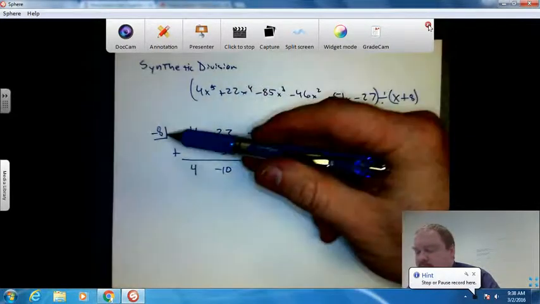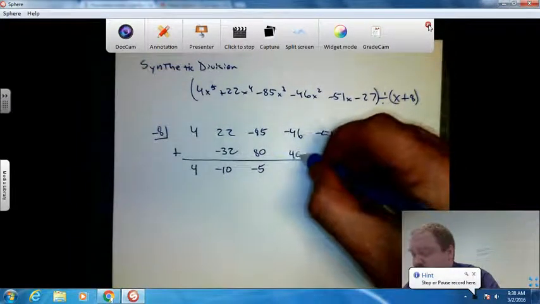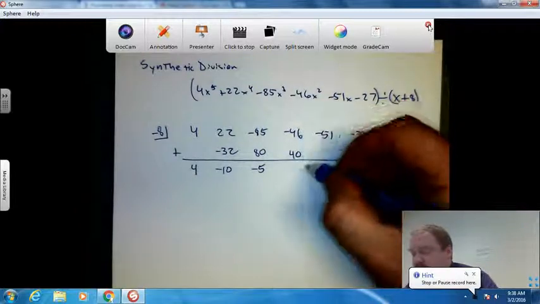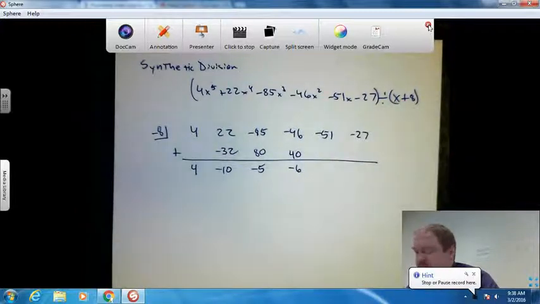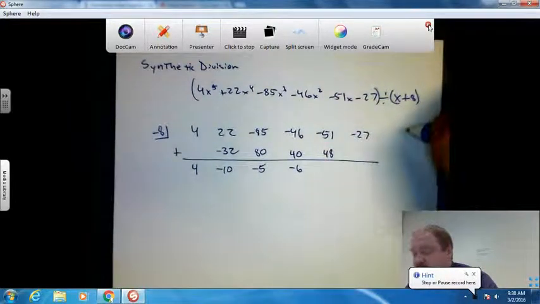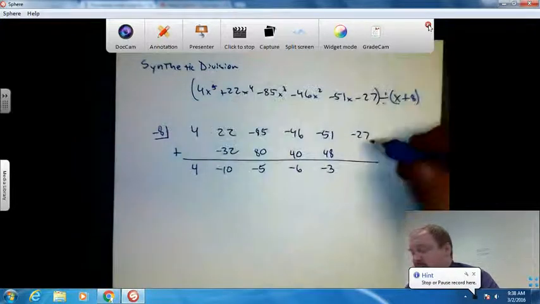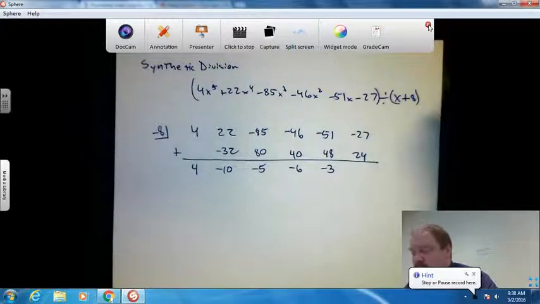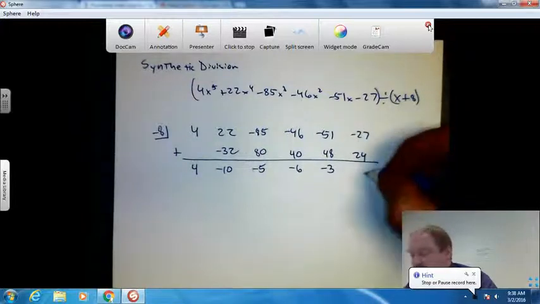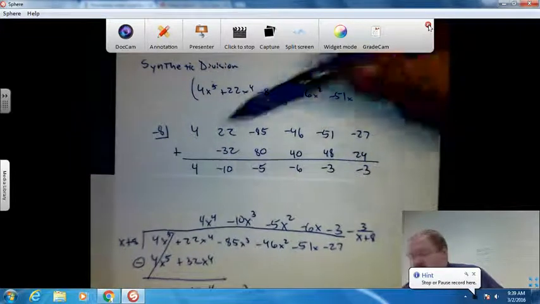Now I'm going to multiply by the shelf again. Negative 5 times negative 8 is 40. Add straight down. I get negative 6. Multiply by the shelf again. I get positive 48. That gives me negative 3. Multiply by the shelf again. That gives me positive 24. Add straight down. I get negative 3. So if you compare the problems that we just did, these numbers are exactly the same.